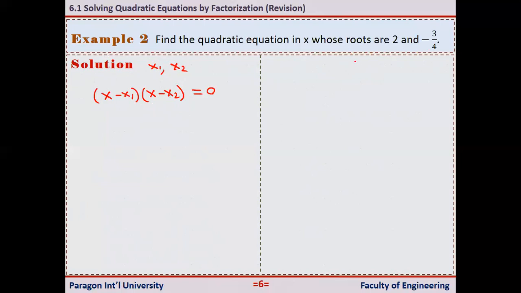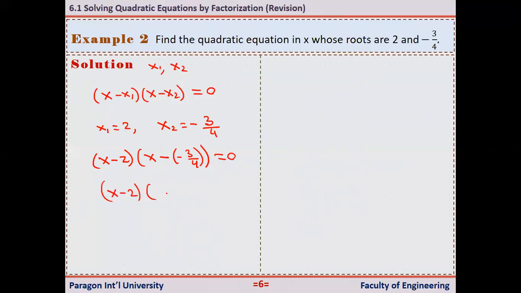Okay, so here in this case, the first root of the equation is 2, and the second root is negative 3 over 4. So in our example, x1 is equal to 2, and x2 is equal to minus 3 over 4. So if I just substitute here, then we will have x minus, the first root is 2, so I write here 2, and x minus second root, minus 3 over 4, is equal to 0. Or (x - 2)(x - (-3/4)), it is plus 3 over 4, is equal to 0.